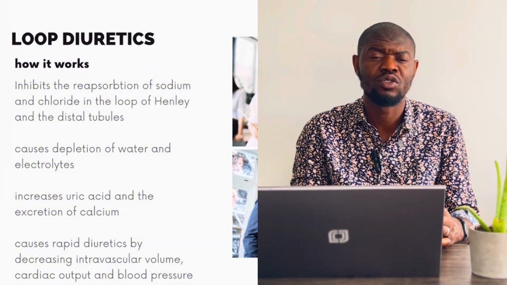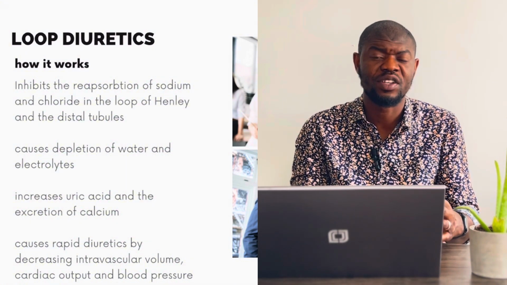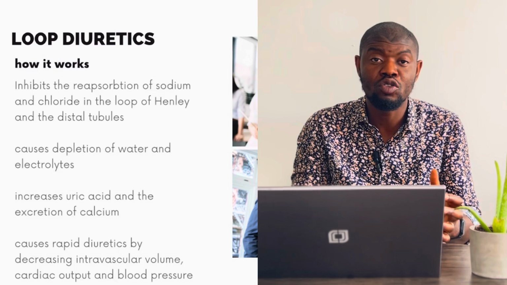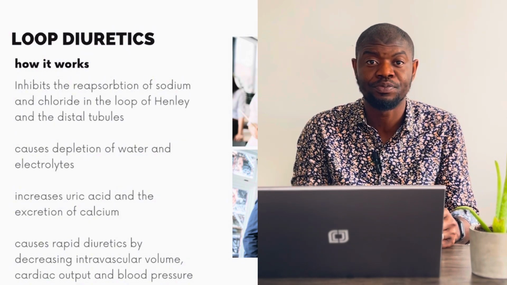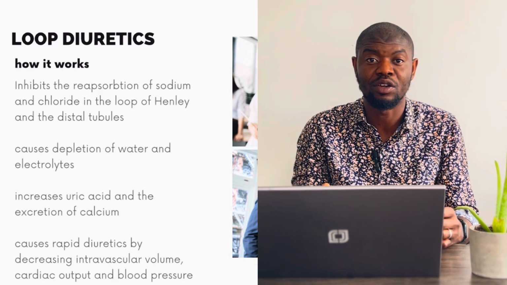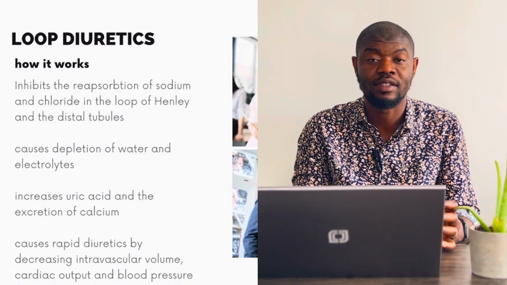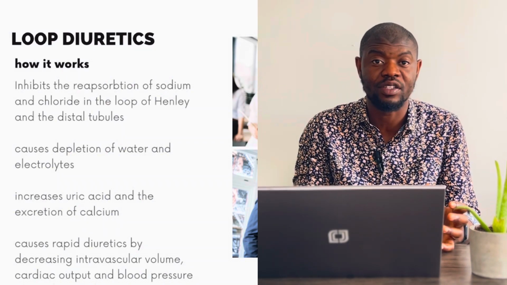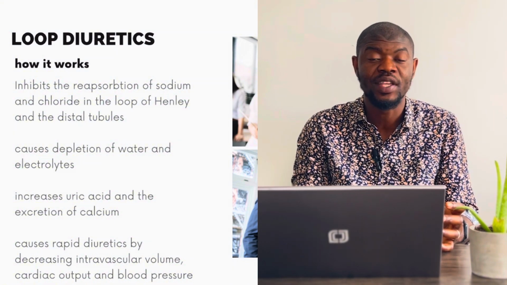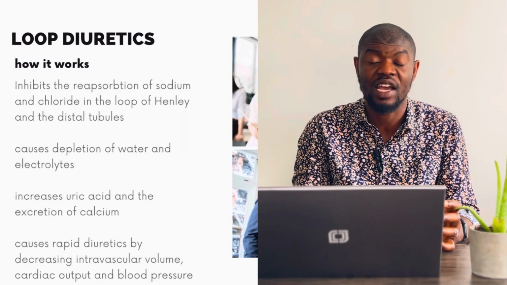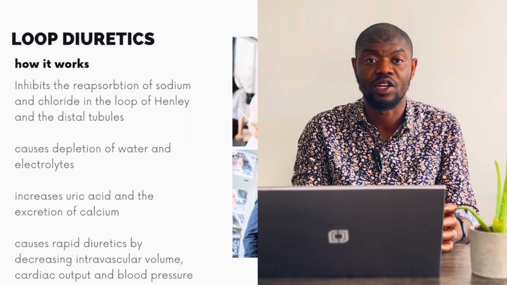Now, if you want to diurese a patient quickly, then your go-to diuretic will be a loop diuretic. So your furosemide, your bumetanide, and then your torsemide. These help you to quickly diurese a patient. It does this by decreasing your intravascular volume, decreasing your cardiac output, and reducing your blood pressure.